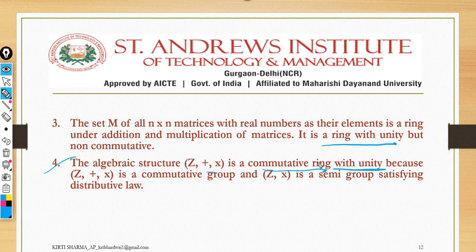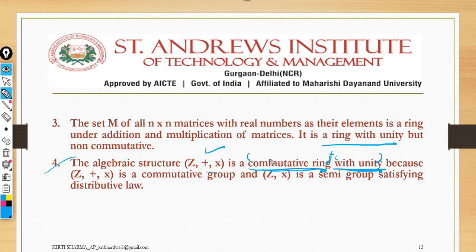Up to now we have studied only the commutative ring. Now I'm adding unity to it. So the integers under the two binary operations, addition and multiplication, satisfy the commutative ring property as well as having unity. That's why it is known as a commutative ring with unity. Make sure I'm not repeating the same thing again and again. I'm just extending things, so make sure you're clear with everything.